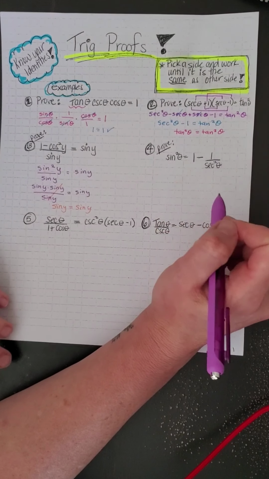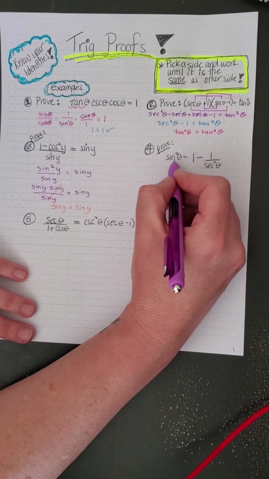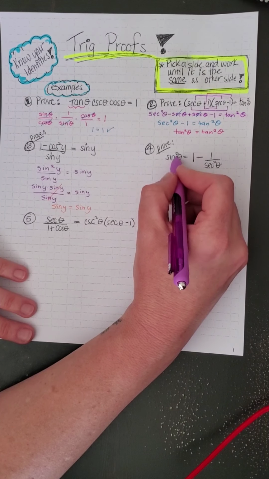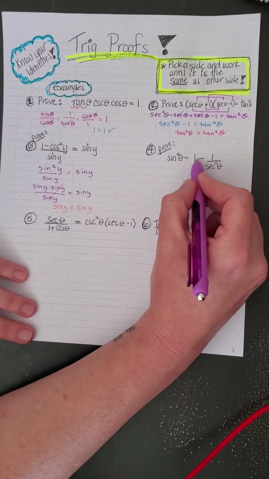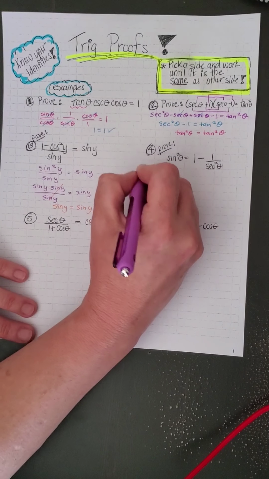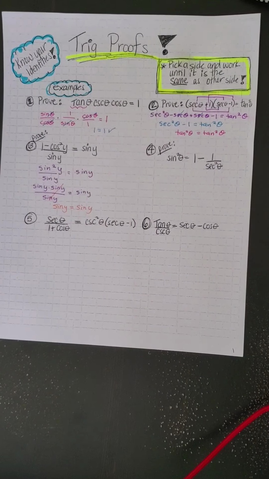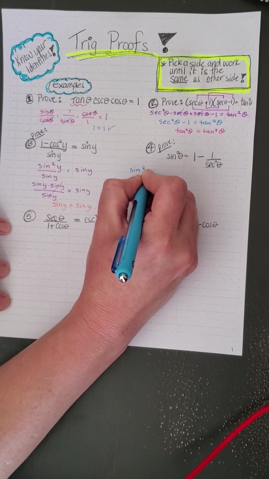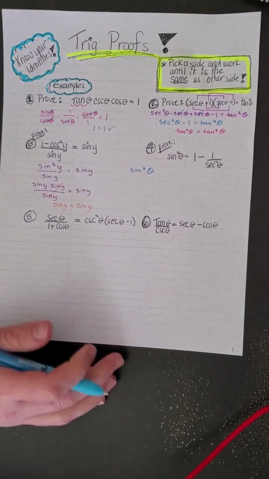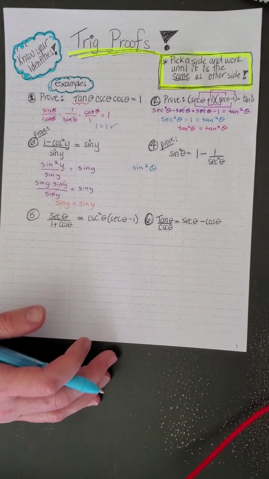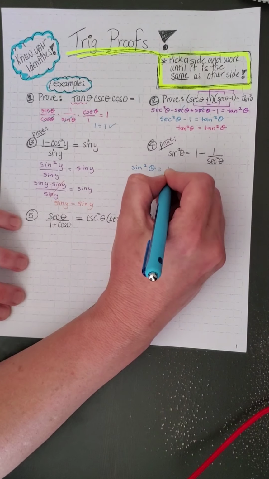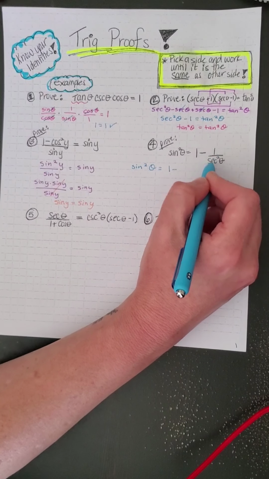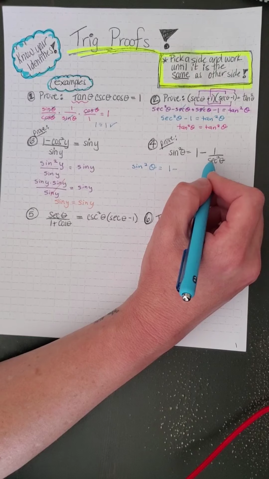All right, this time I think I'm going to leave this side alone because it's already just sine squared by itself. So I'm going to go ahead and work with this side. So I have sine squared theta, excuse me, is equal to 1 minus, now I'm going to rewrite this 1 over, whenever I have a fraction, I tend to try to simplify it.